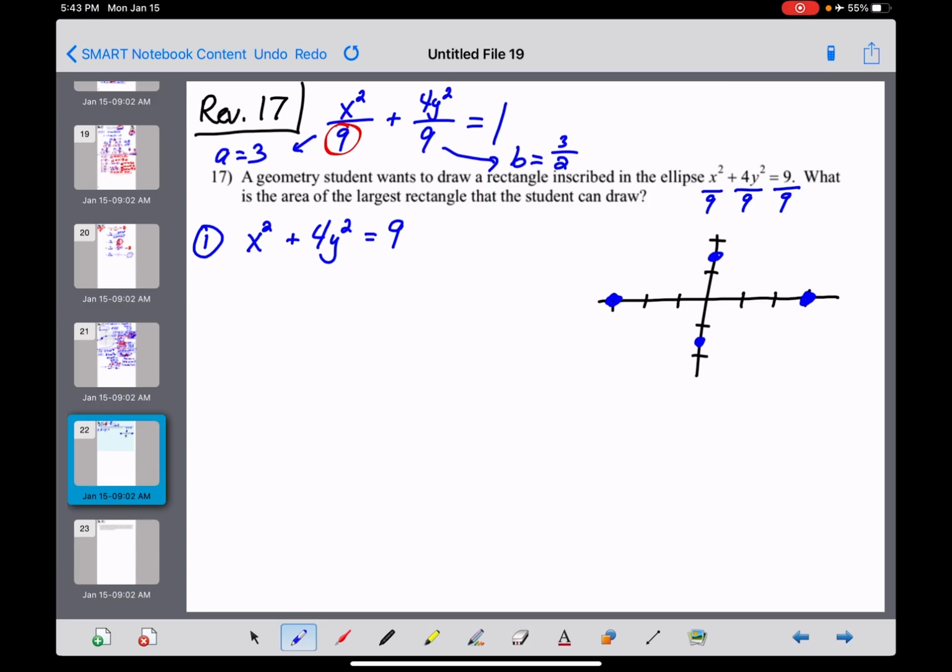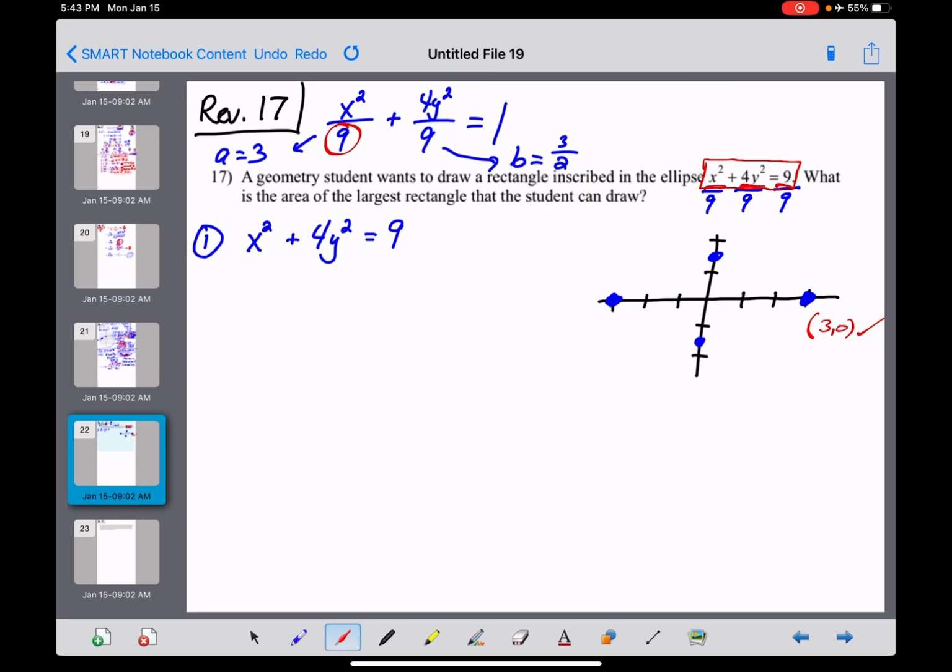Now, if you weren't 100% sure, you could always double check this. For example, I'm pretty sure that my ellipse passes through the point (3, 0). Let me try plugging that into this equation right here. Does it work? 3 squared is 9. 0 squared is 0. 9 equals 9.